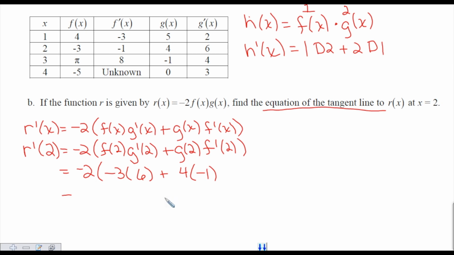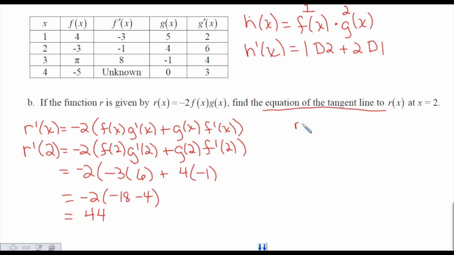So if we multiply all this together, we'll get the slope at 2. And so let's see, we get negative, I'll leave that there. We get -18 minus 4. And that's going to be -22. And -2 times -22 is 44. Okay? All right, so we've got the first part. We've got the slope at 2.